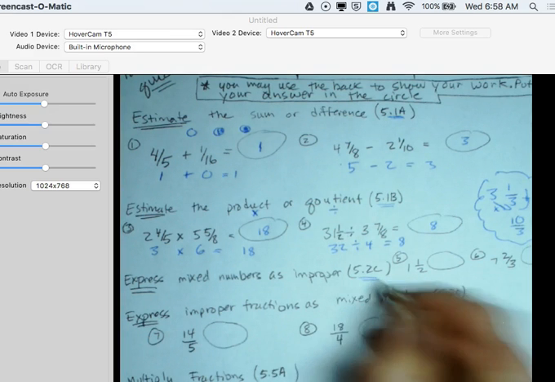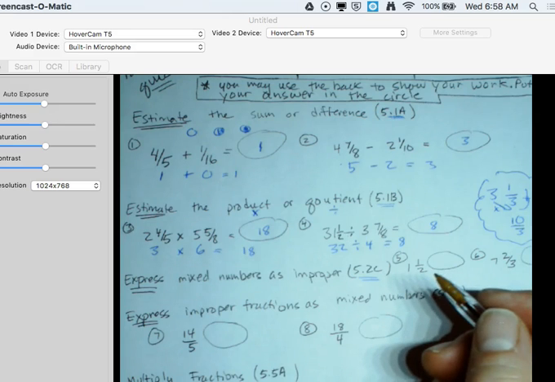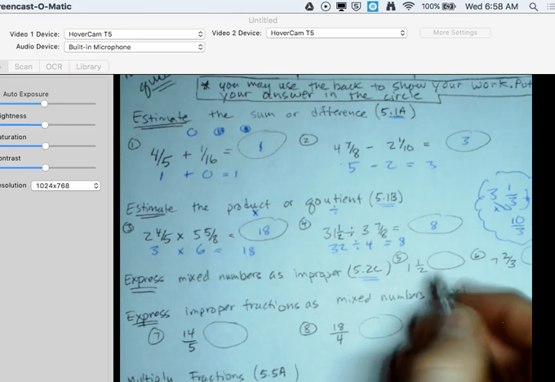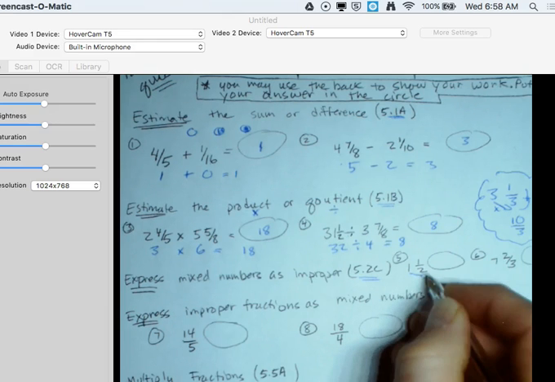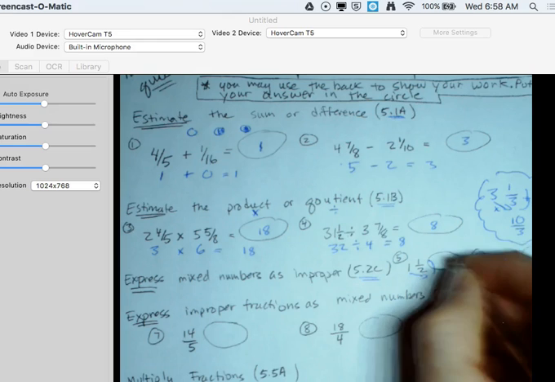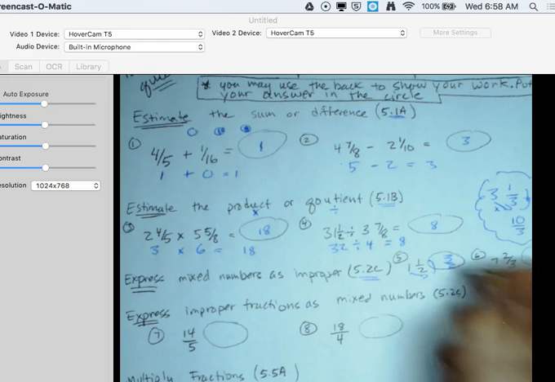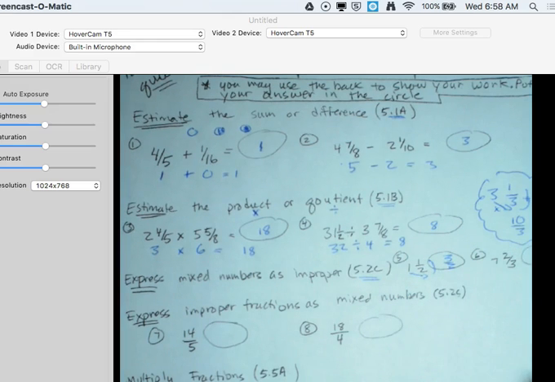This is 5.2c. I would watch and practice this one. This is what most kids are struggling with. So 1 1/2. 1 times 2 is 2. If I add in the top, I have a total of 3 halves. There's my answer there.